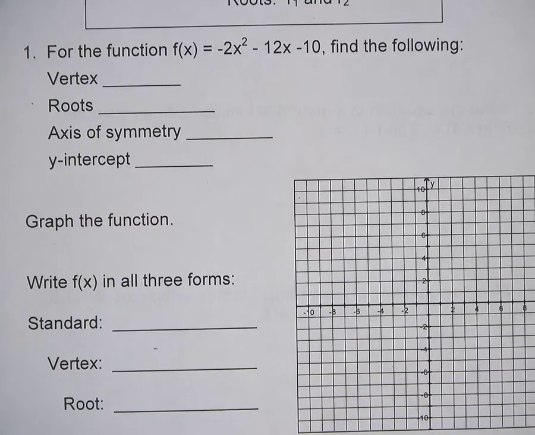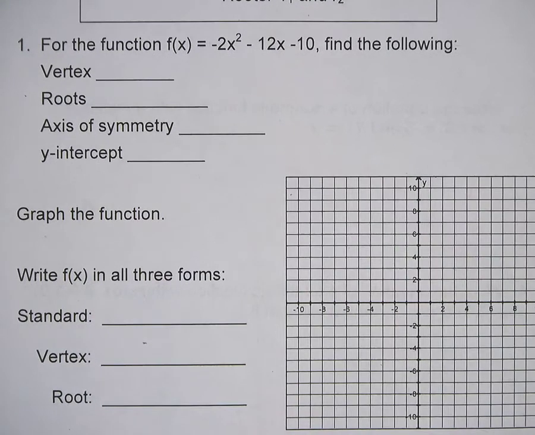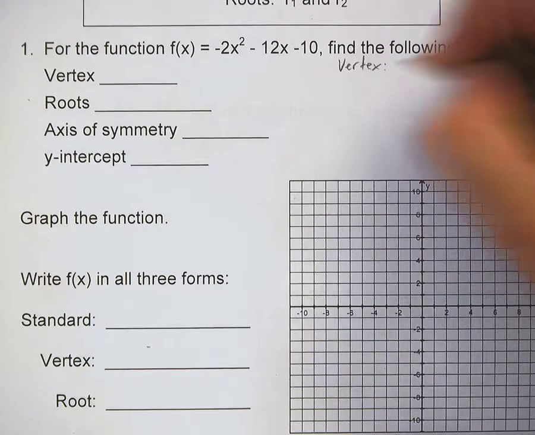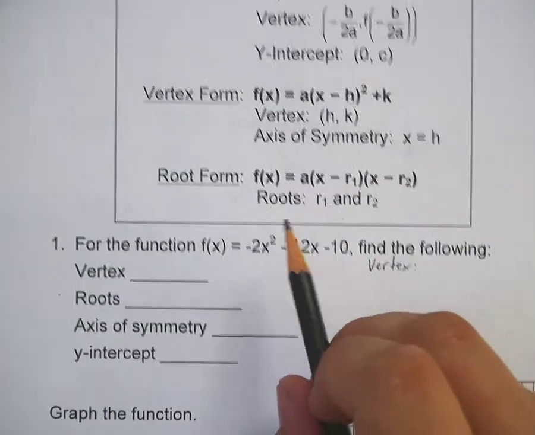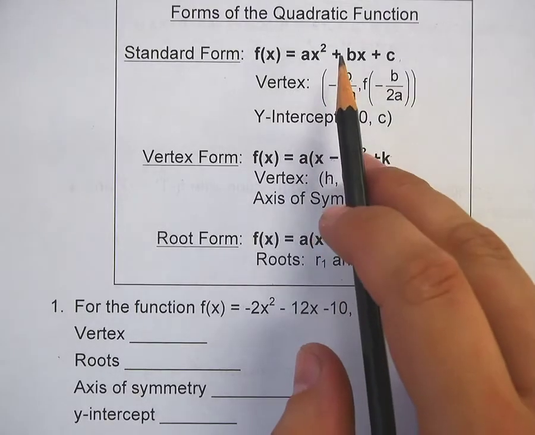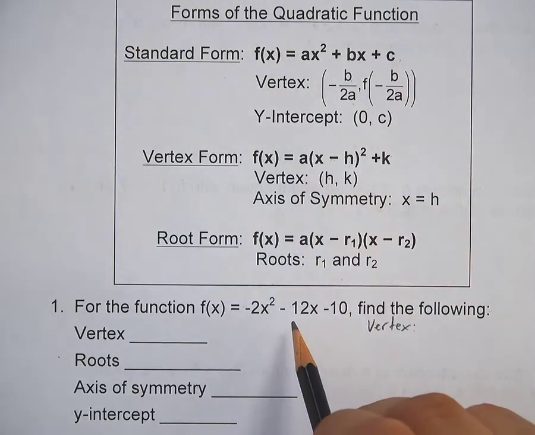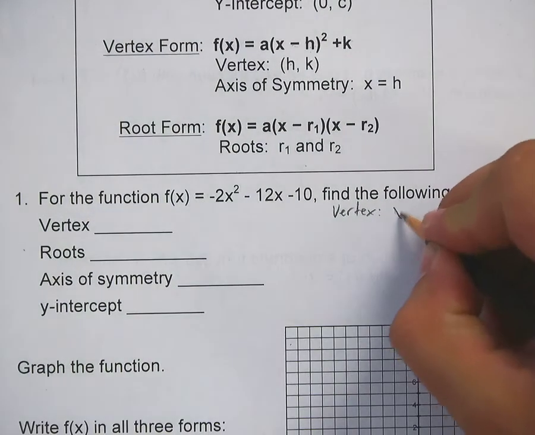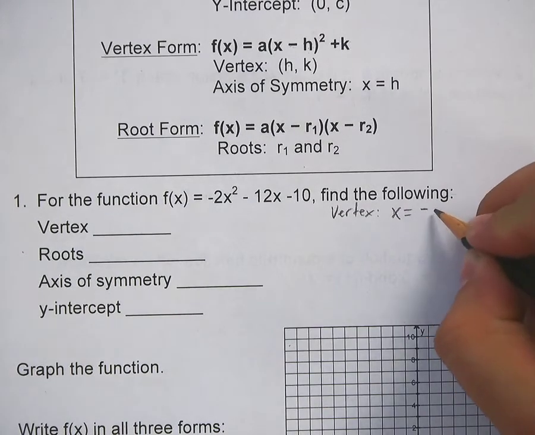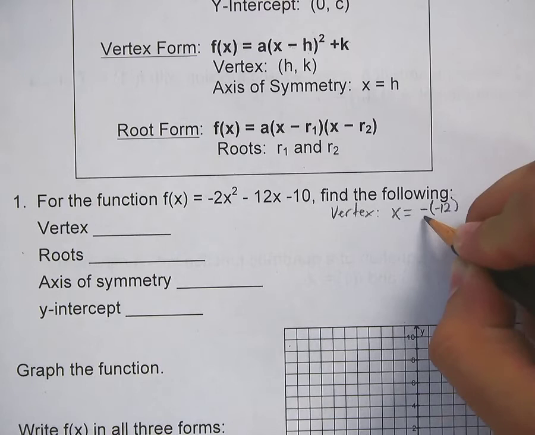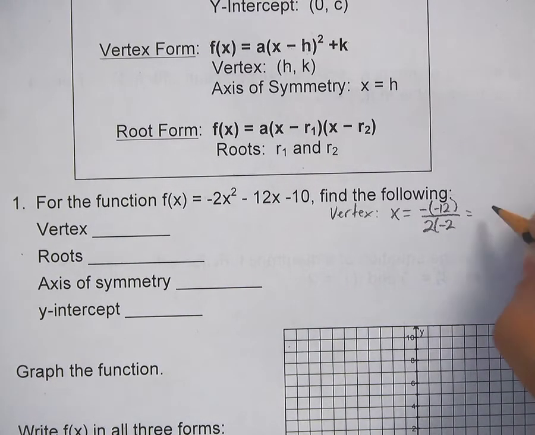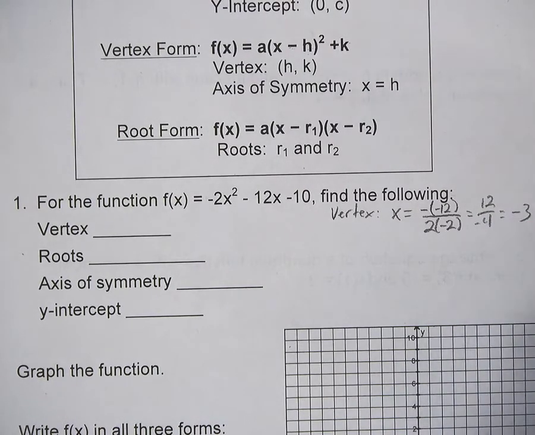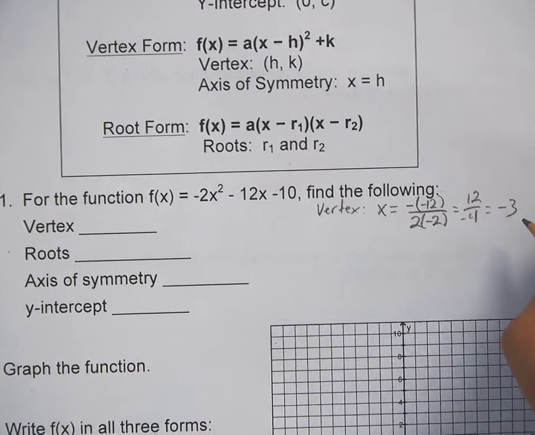It says for the function, negative 2x squared minus 12x minus 10, find the following. So first your vertex. First you need to identify what form it's in, and this is in standard form. So to find the vertex, I'm going to use this information right here. So vertex is negative b over 2a. So your x value, negative b, which is negative 12, over 2 times negative 2, which is 12 over negative 4, which is negative 3. So I found my x coordinate for my vertex.